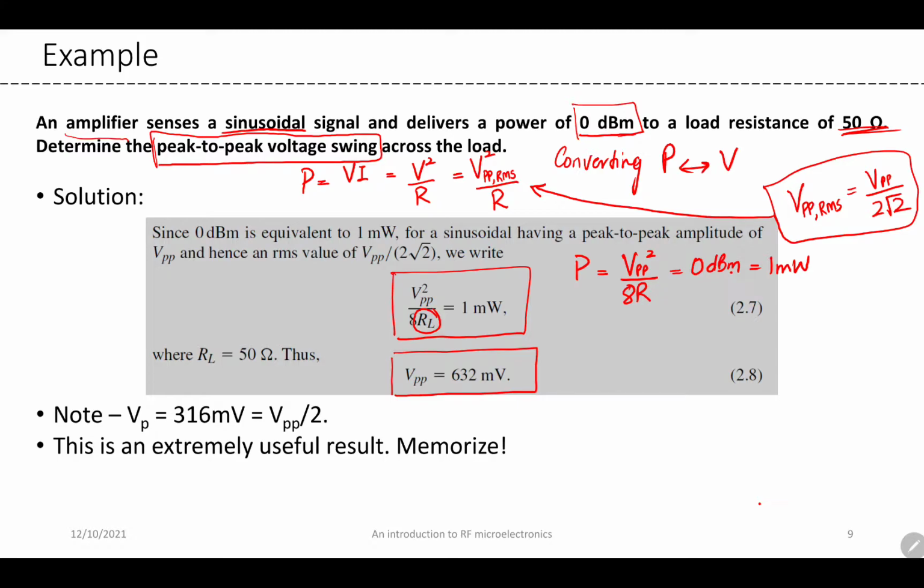So I want you to remember this number. For a 50 ohm system, 0 dBm represents a peak to peak voltage swing of 632 millivolts. So this is an important number to remember. And now let's look at another example which can use this number.